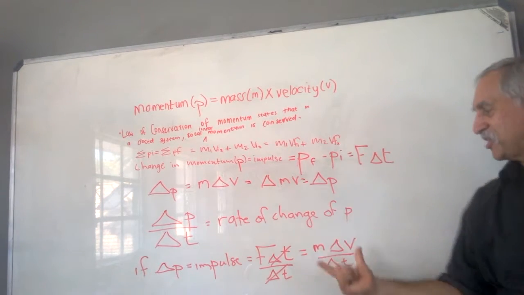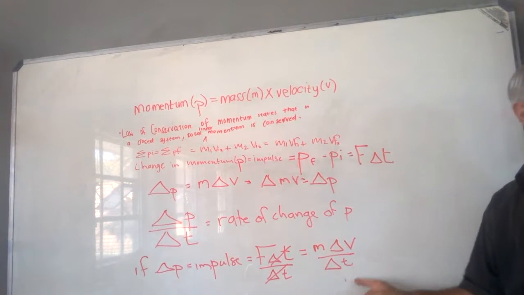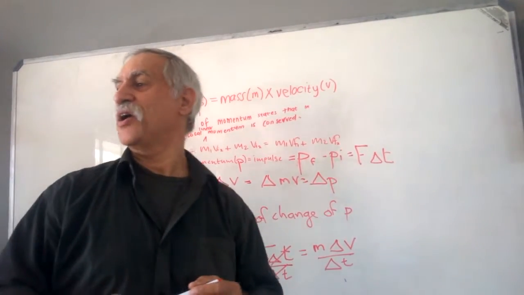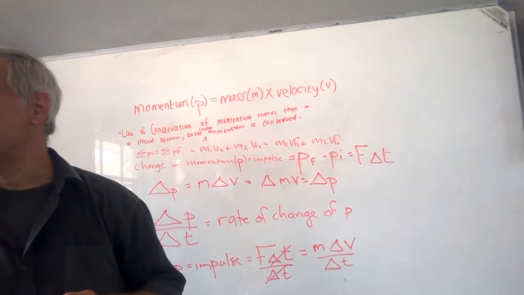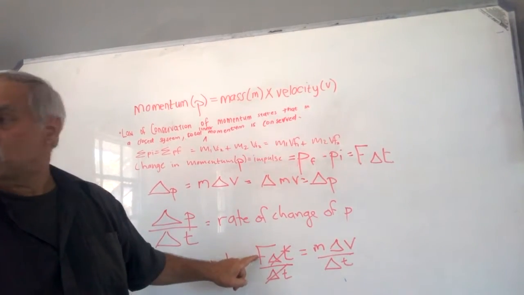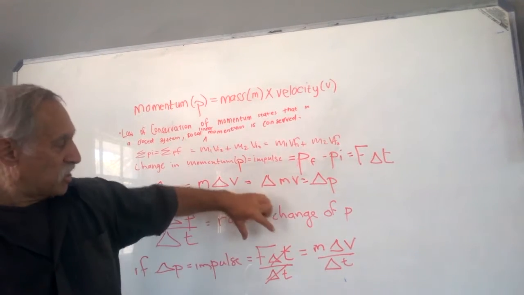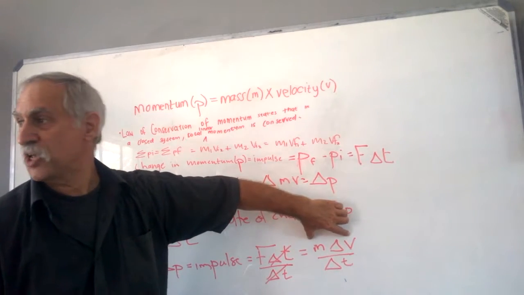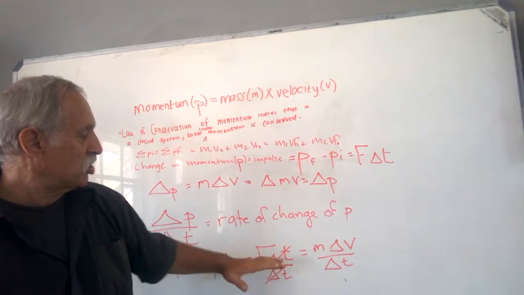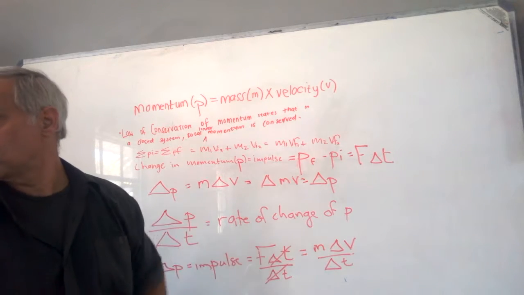Who can tell me what I've got here? Anything divided by delta T is called rate of change of momentum. So the rate of change of momentum is equal to? Force. Do you see the math? I took two formulae for change of momentum, for impulse, and then I divided both sides by delta T to get rid of it on this side. So rate of change of momentum is called force.